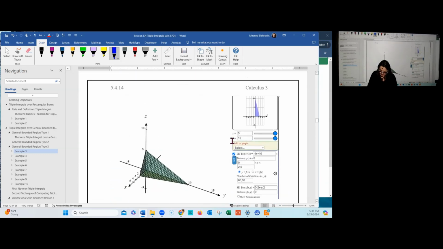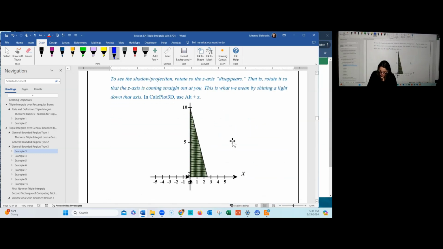I thought I had it somewhere, but I'm not seeing it. Here it is. All right. So what I'm seeing now is this image in the plane. This is the shadow cast by it. Let's take a look at this region out on CalcPlot 3D so I can show you how you can find the projection in the plane.